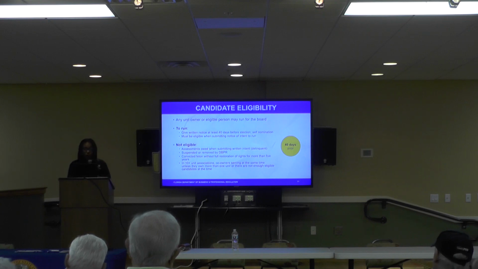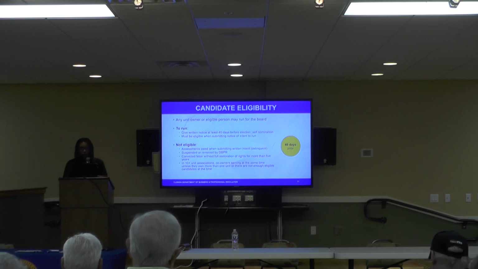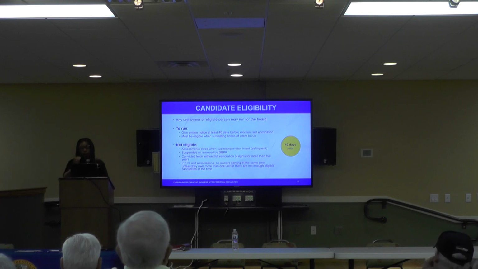So who can run for the board? Who's an eligible candidate? Is it you? I mean, all of you guys are board members. In order to be considered for board membership, you must do these following items. You must give a written notice at least 40 days before the scheduled election. This is self-nomination. You must be eligible to serve on the board of directors at the time of the deadline for submitting a notice of intent to run.